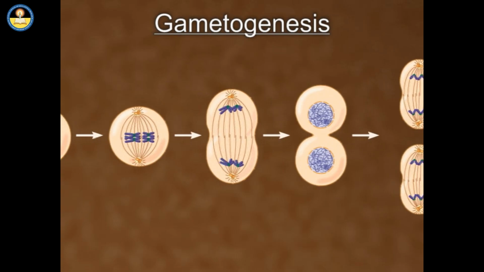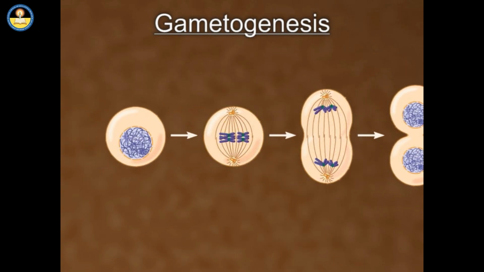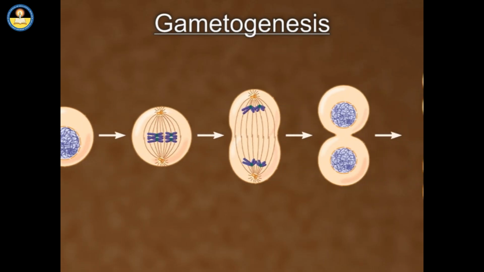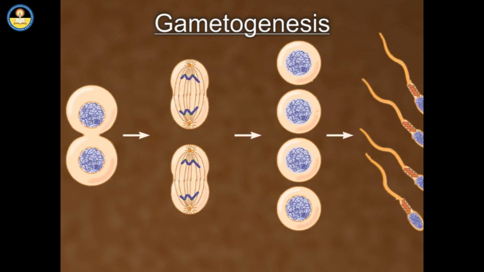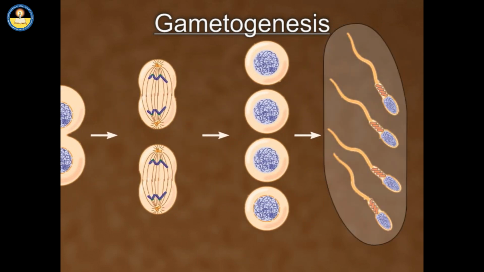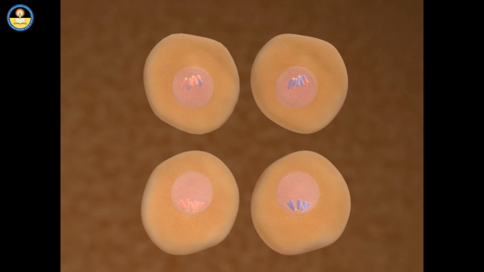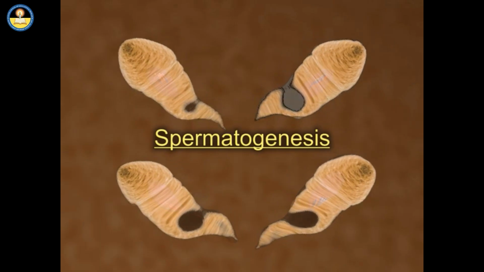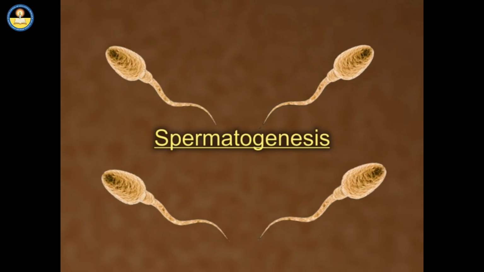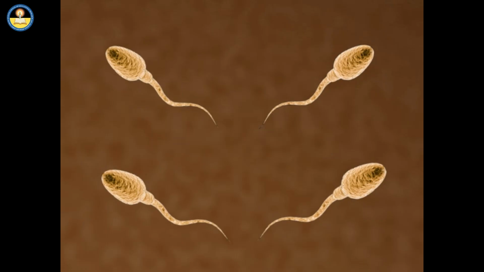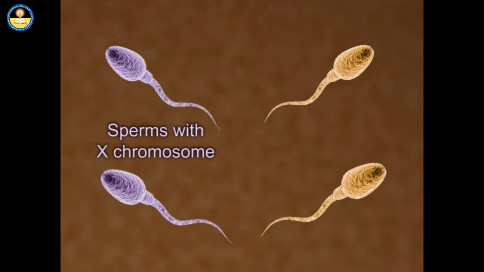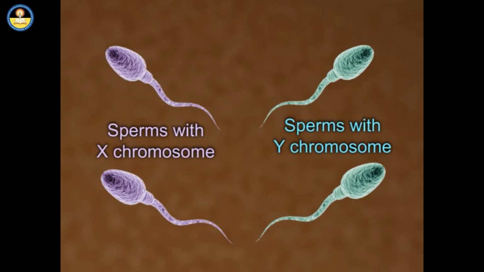Gametogenesis is a biological process by which diploid or haploid precursor cells undergo cell division and differentiation to form mature haploid gametes. In case of male, this process is known as spermatogenesis, where 4 sperms result from each primary spermatocyte cell. 2 sperms contain X chromosome and the other 2 have Y chromosome.